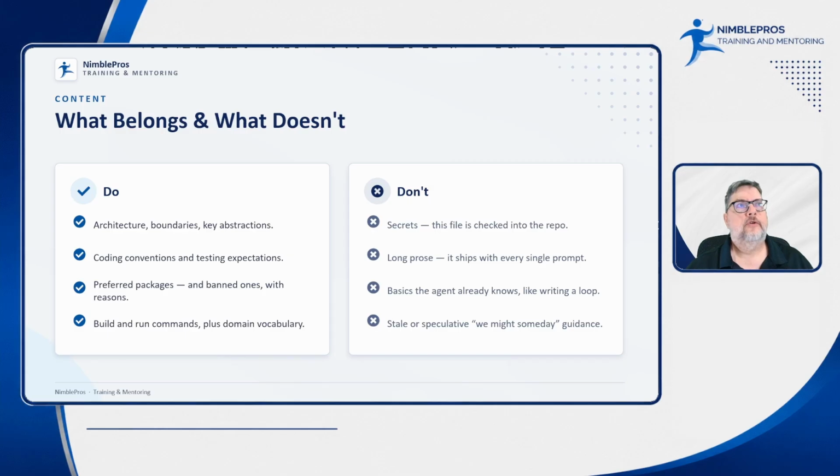So what kinds of things do and don't belong in these instruction files? You definitely want to include things about your architecture, about the domain boundaries, about the abstractions that you're using, and about how you work with the various libraries. Tell it which libraries you want to use, your preferred packages, as it says there, and ones that are banned. If you want to make it specific, say, okay, we're going to use FastEndpoints and not use minimal APIs or MVC.